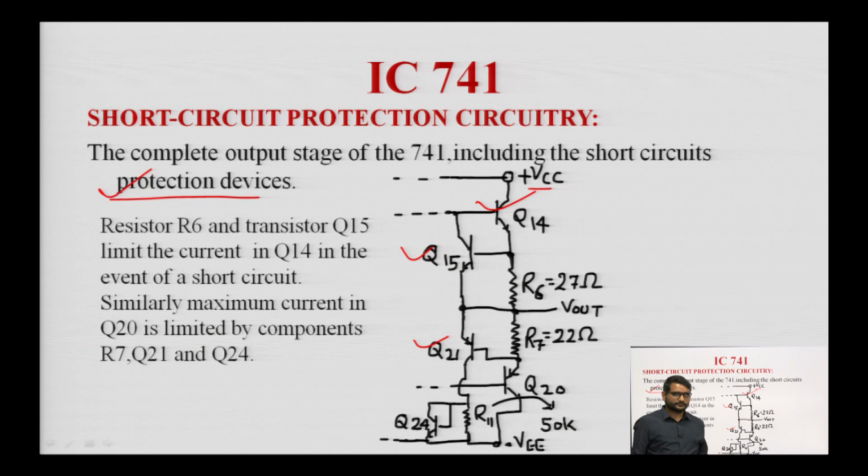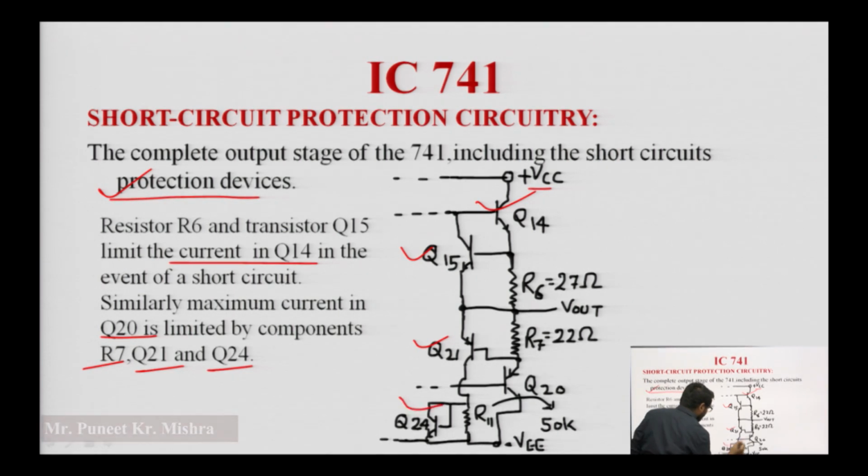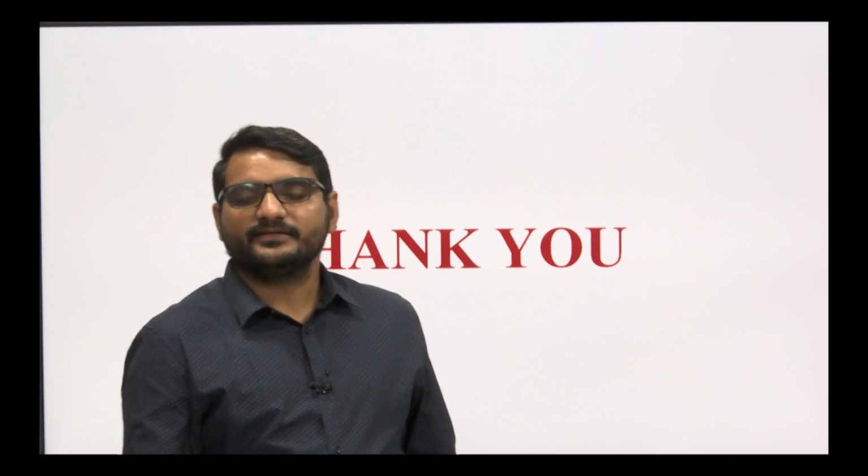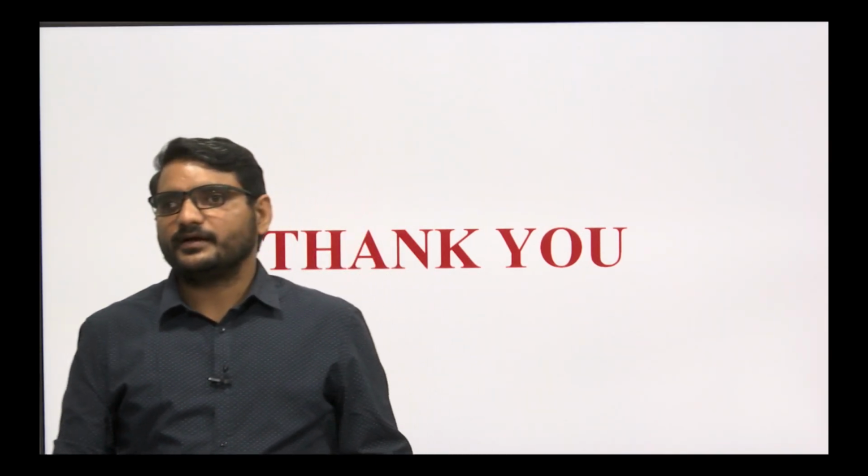Okay. So here we see that the transistor Q15 limits the current of Q14, and similarly the maximum current in Q20 is limited by R7, Q21 and Q24. Okay. Thank you. We completed this, and in our next lecture we will discuss the AC analysis of IC 741.